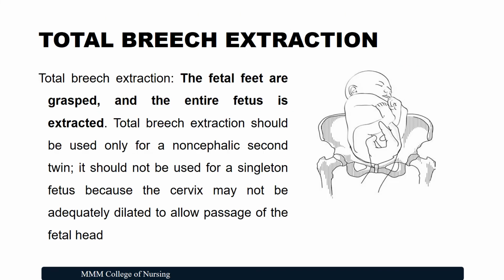The third one is total breech extraction. In total breech extraction, the fetal feet are grasped and the entire fetus is extracted. Total breech extraction should be used only for a non-cephalic second twin. It should not be used for a singleton fetus because the cervix may not be adequately dilated to allow passage of the fetal head.